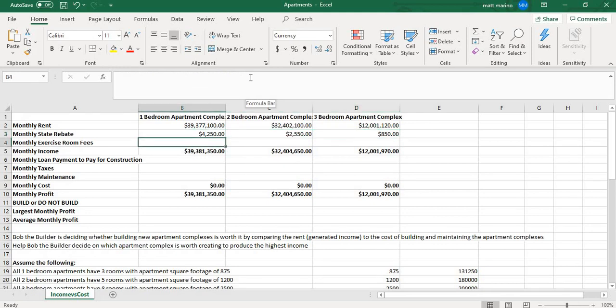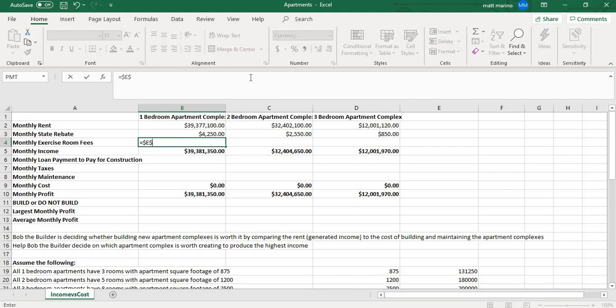You'll notice that the formula has now been modified to represent all the important information. Next, we need to calculate our monthly exercise room fees. You'll notice that it says $20 per tenant, even if the individuals do not use the specific exercise room. We have our $20 as an absolute cell reference available to us in cell E26.